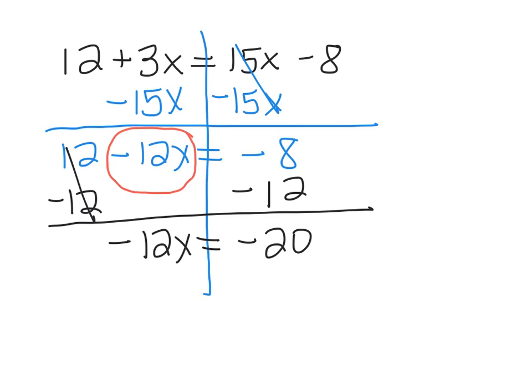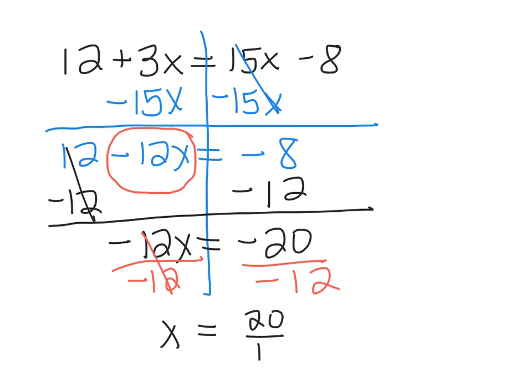So now at this point I only have this one term, negative 12x, so I've got x being multiplied by negative 12, so I'm going to divide by negative 12. Because my goal is to end up with 1x. So when I divide by negative 12, those two cancel out, and I have x equals, I've got a negative divided by a negative makes it a positive, so positive 20 over 12.